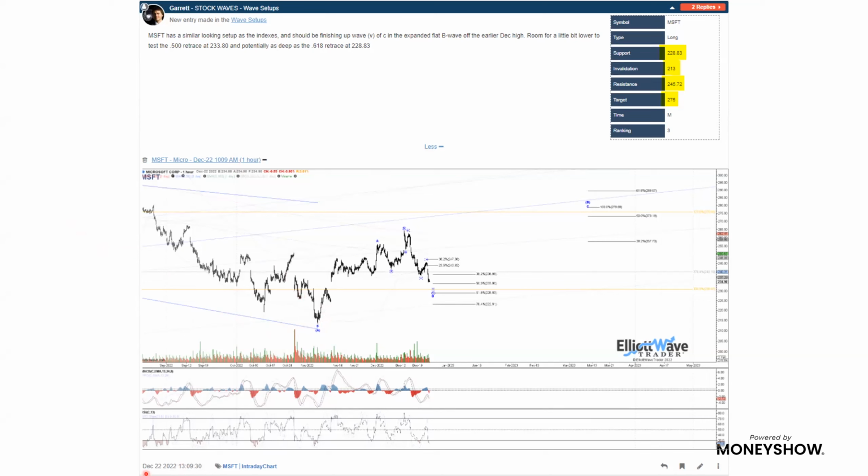So this is the post from December 22nd that Garrett made on Microsoft, so that it has a similar look to the index where it made this higher high as a B wave. So this is an A and a B setup and holding into the fib resistance as a corrective retrace into support, setting up for a swing move as the B wave. So he put support in at 228. Showed where price is right now in the 234 region.